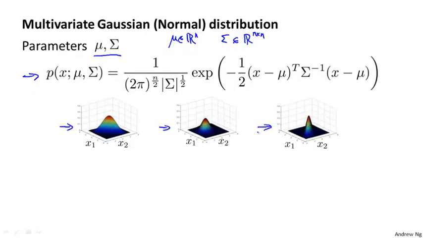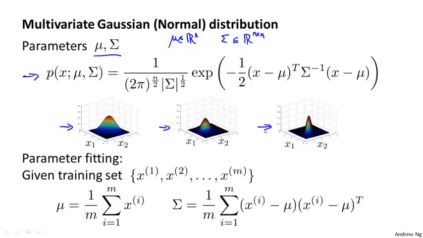So let's talk about the parameter fitting, or the parameter estimation problem. The question, as usual, is: if I have a set of examples x1 through xm, where each of these examples is an n-dimensional vector, and I think my examples come from a multivariate Gaussian distribution, how do I try to estimate my parameters mu and sigma?